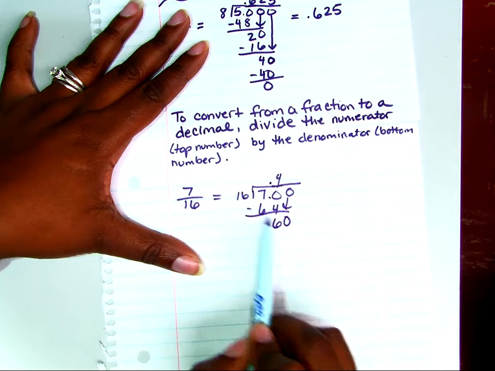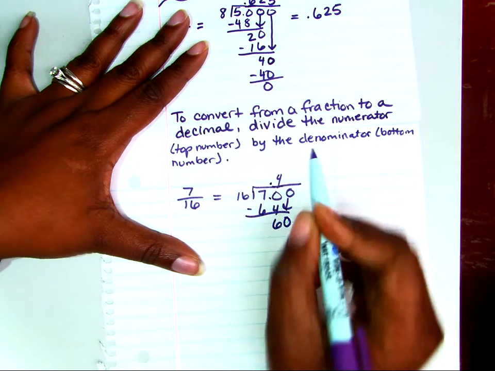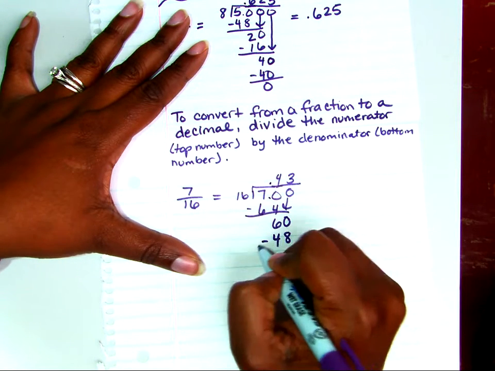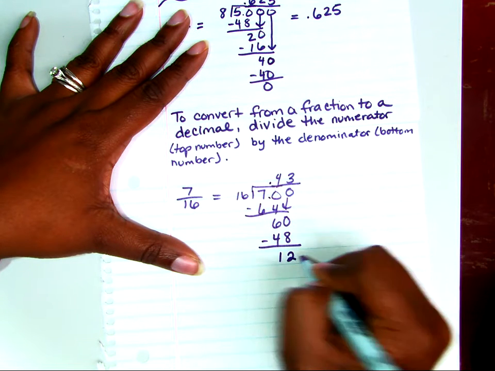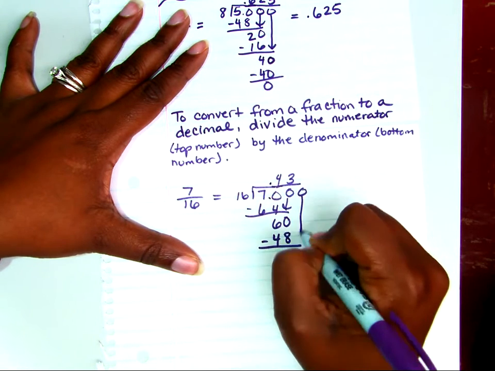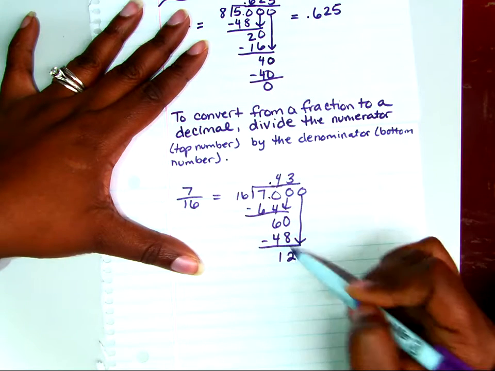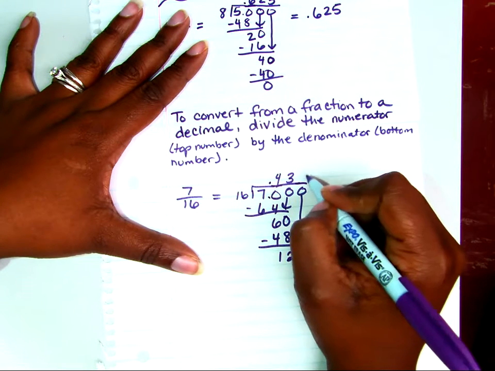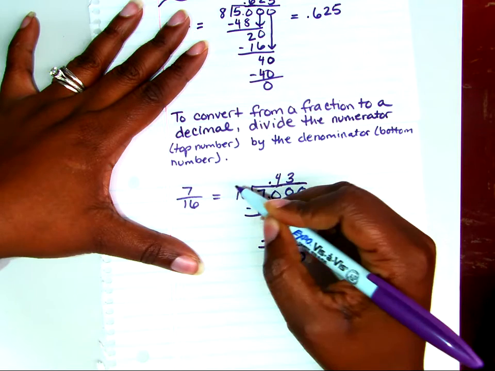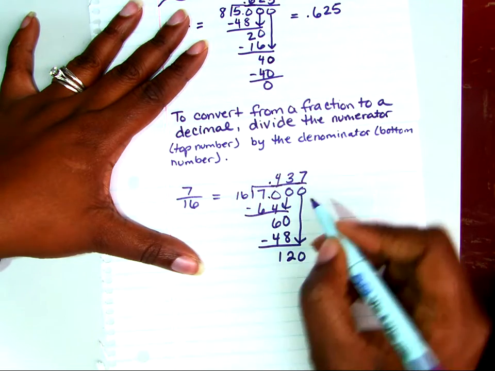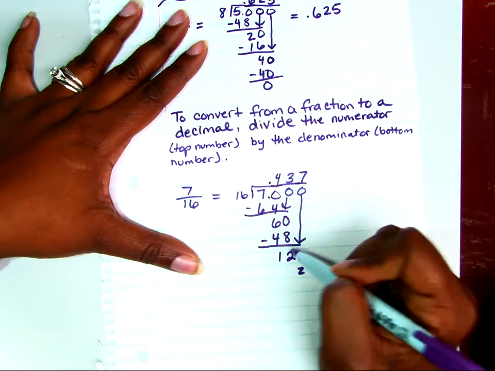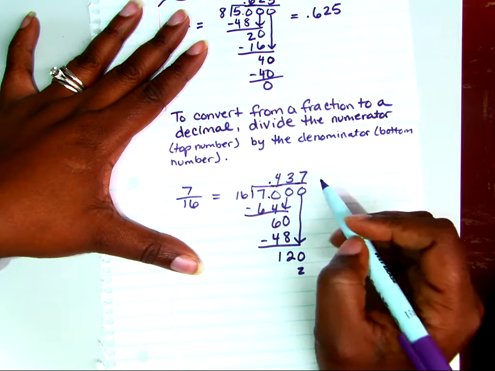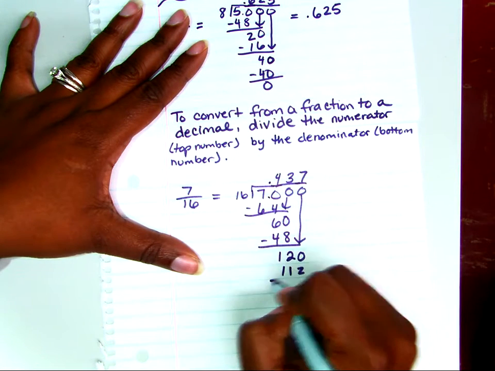How many times can 16 go into 60? Well, I know it has to be less than this, so 3. That's 48, and this is 12. Another 0. How many times can 16 go into 120? I'm going to say 7 times. If you're not that good at multiplying or figuring that out, you might want to brush up on that.